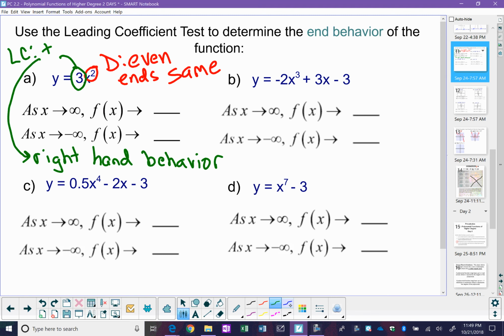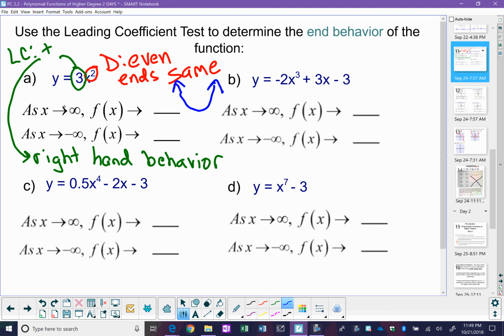So let's draw a general sketch of what we think A is going to look like. The ends go in the same direction, and it's telling me on the right-hand side, since it's positive, my right-hand side is going to go up, and since it's an even degree, the other end, the left-hand end, has to go in the same direction. It's also going to go up. So it's going to look something like this.